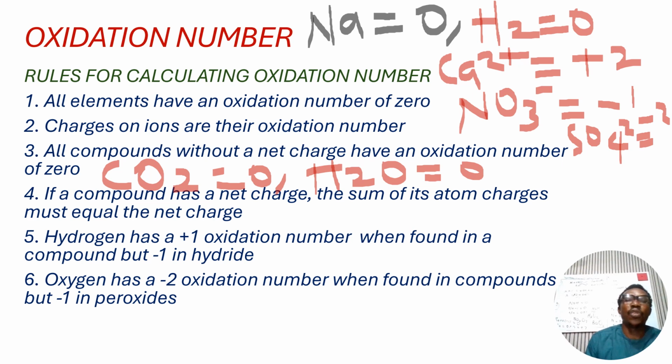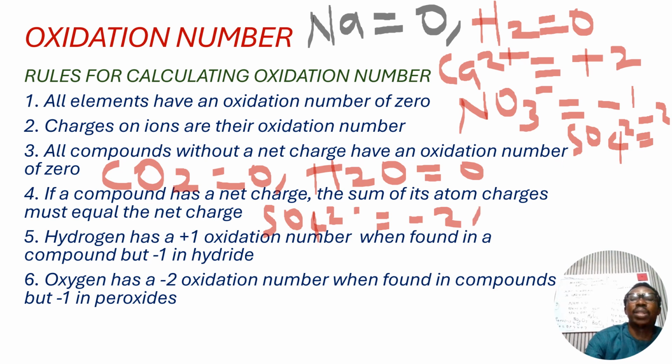Then number 4, if a compound has a net charge, the sum of its atom charges must equal the net charge. For example, if I have SO4 2-, which is a compound with a net charge, then the sum of the charges on sulfur and oxygen will be equal to what? Will be equal to -2. That means the sum of the oxidation numbers of sulfur and oxygen is equal to -2.